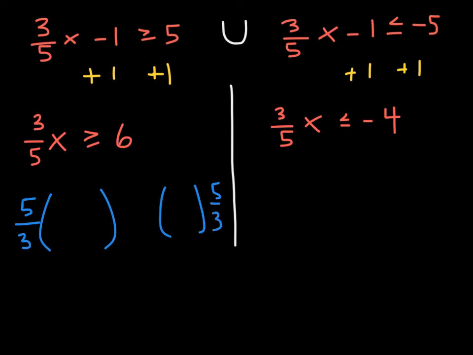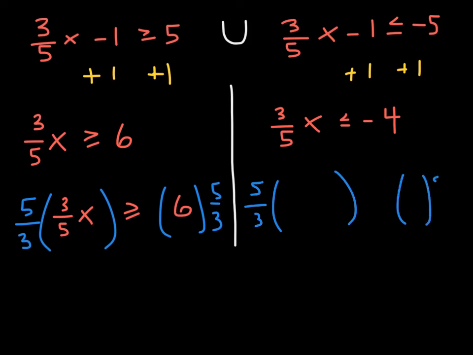So both sides of this inequality are being multiplied by 5/3. Same thing over here for this inequality on the right, 5/3. Thank you for being patient. All right, there we go. Multiplying both sides by 5/3.